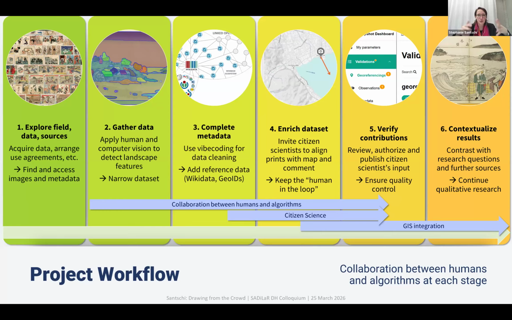And this means that the contribution will be published as data on the website, and the print, as you saw on the very first slide, embedded in the landscape, which is also quite interesting for other viewers to see. And then, of course, as an art historian, I contextualize the results. I use the visual information, the data, in answering research questions and continue the research. And the data generated can, of course, also be used in GIS projects. And that's something I'm going to explore at a later stage once we have more contributions. But really what I want to stress with this is that it's this collaboration between humans and algorithms at each stage, right?